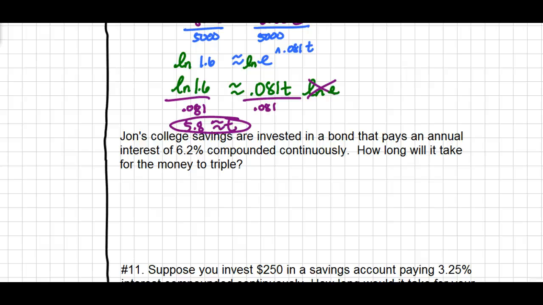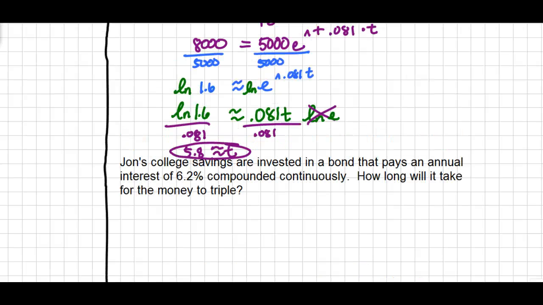Let's try another one. John's college savings are invested in a bond that pays an annual interest of 6.2% compounded continuously. How long will it take for his money to triple? This is indeed, again, another PERT question, but it's a little bit different in that we're trying to get the money to triple. Before we were going from 5,000 to 8,000. Now we're going from an unknown starting number to 3 times that.